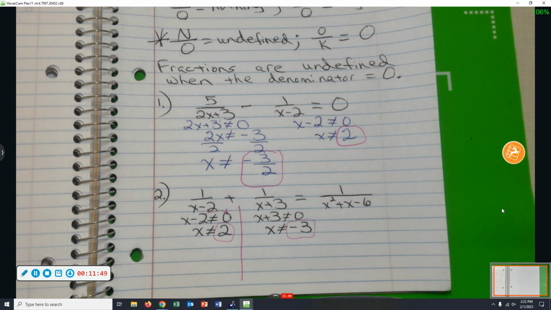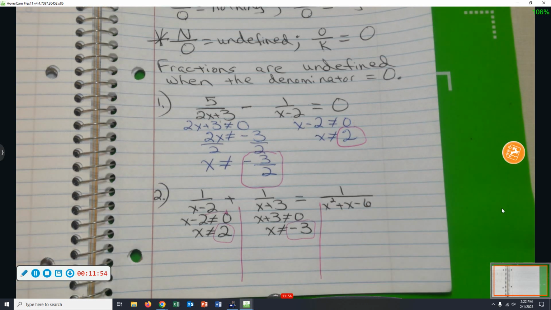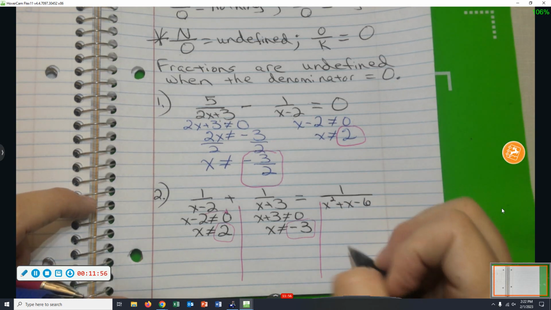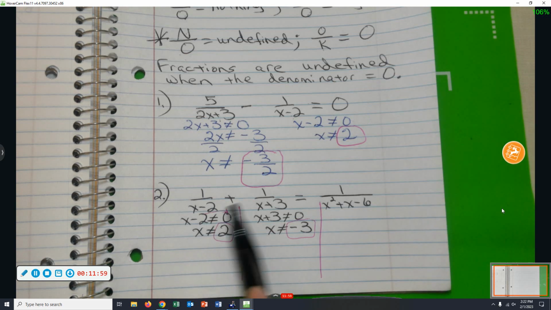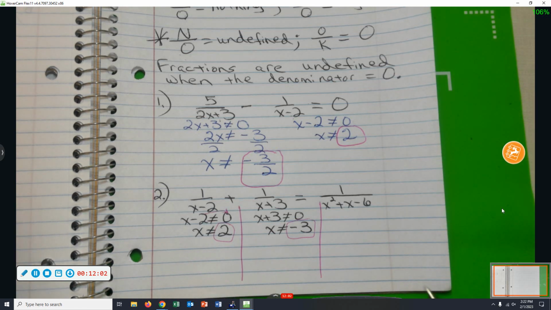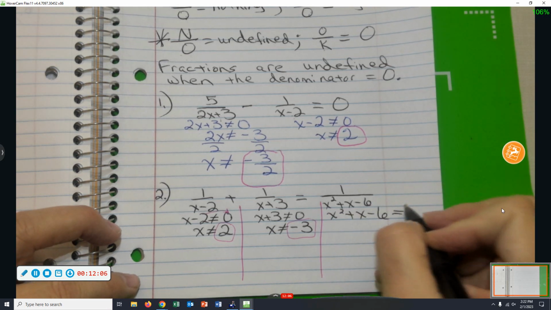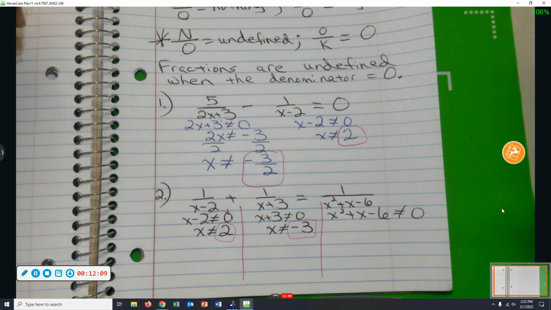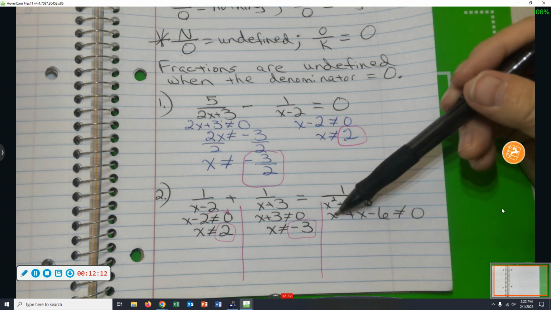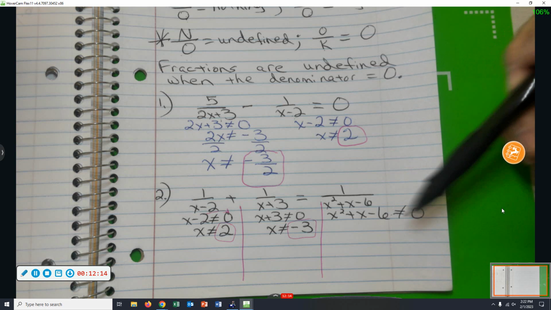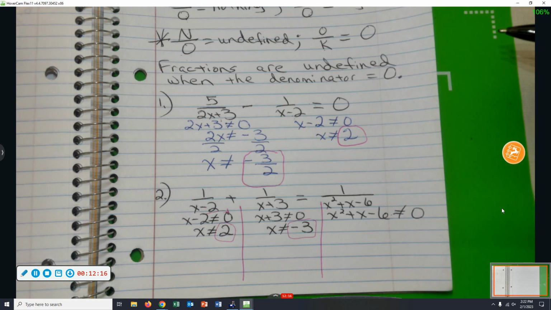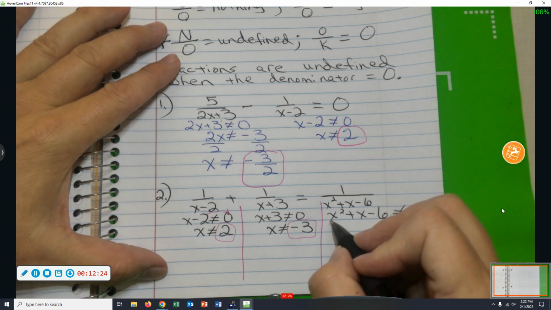Oh, there's a third denominator. Which one of the denominators looks the messiest? Denominator 1, 2, or 3? 3, because of the x squared. But let's try solving by factoring. If we try to factor x squared plus x minus 6, if I can't get it factored, I'll go to the quadratic formula, but I think we can factor this.